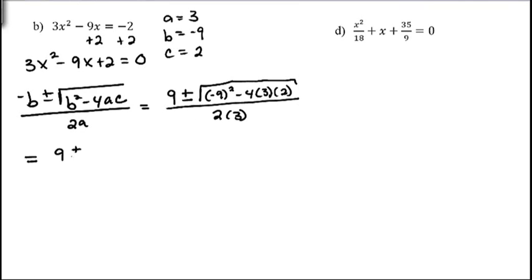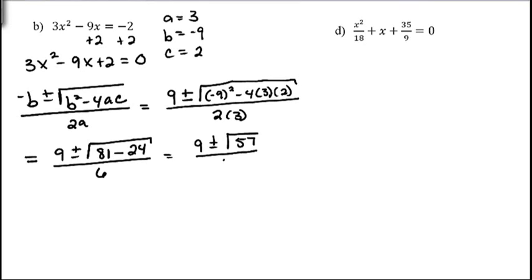So we have 9 plus or minus the square root of positive 81, and then minus, we have 4 times 3 is 12, and 12 times 2 is 24. And then this is all being divided by 6. So we have 9 plus or minus, and 81 minus 24 gives us the square root of 57. And that's all being divided by 6.